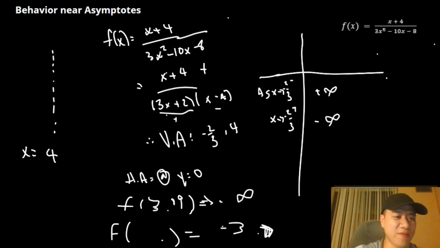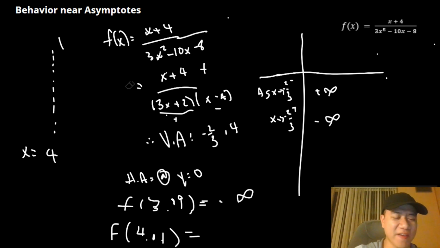Okay, and also the next guy, you can do the same thing. So a point that's very close to 4 on the right side of our asymptote is 4.01. My writing is very shoddy right now. Alright, it's fine.